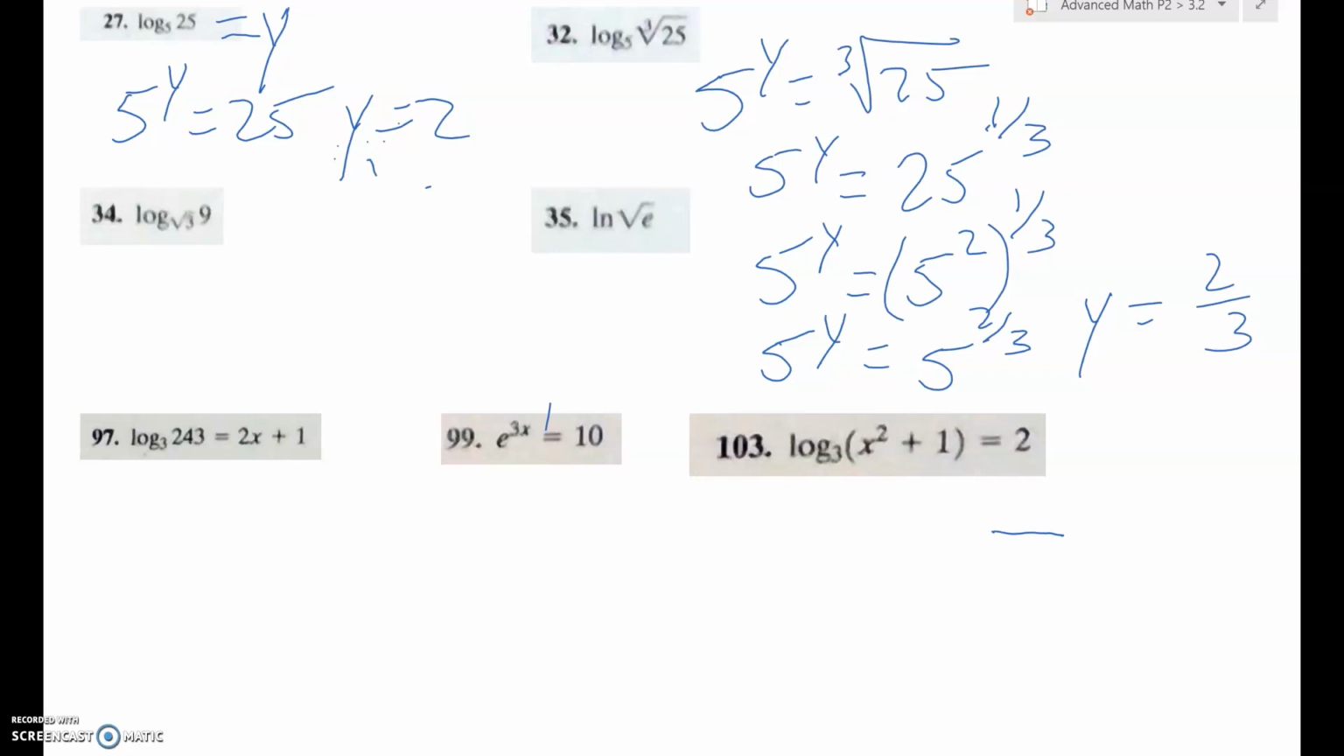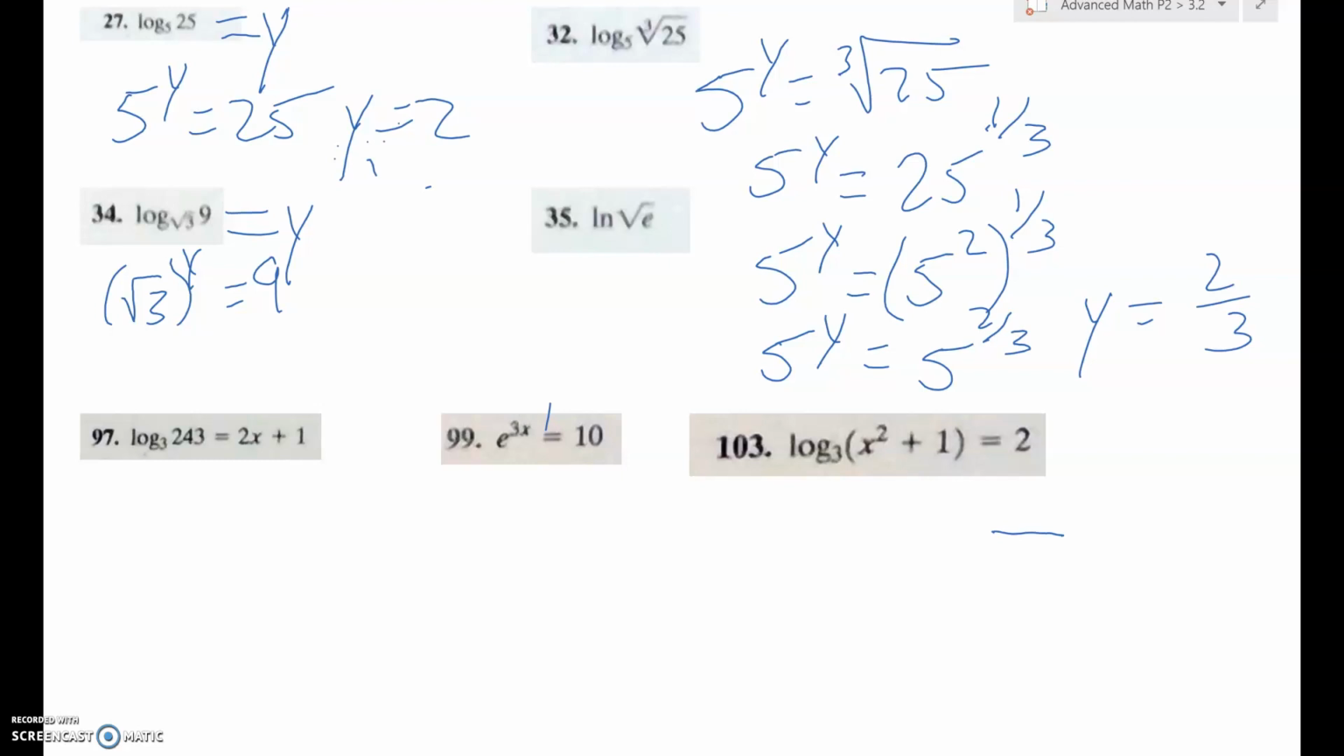Again, for every one of these first few, I'm putting equals y either in my head or there, and then rewriting it. So this would be root 3 to the y equals 9. Now, same way as we did number 32, we have to have it in such a way that they're both the same base. And so this base in this case would be 3.